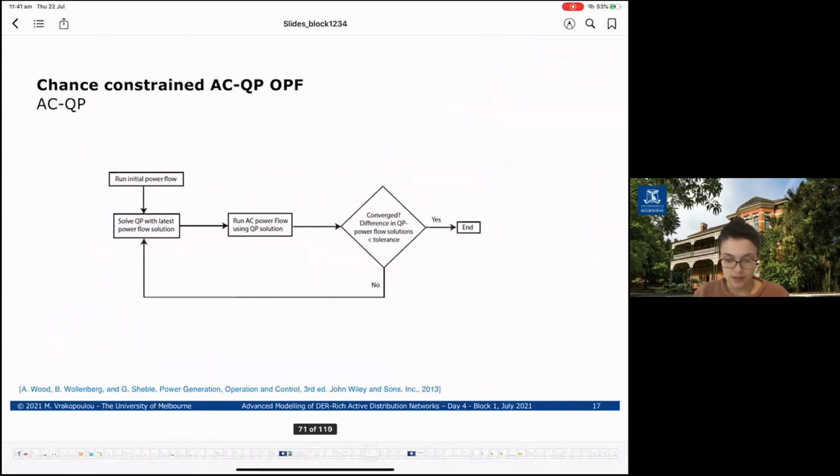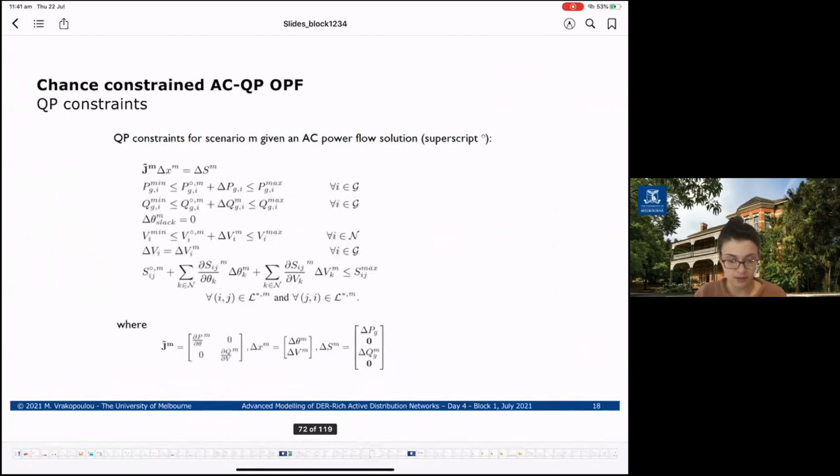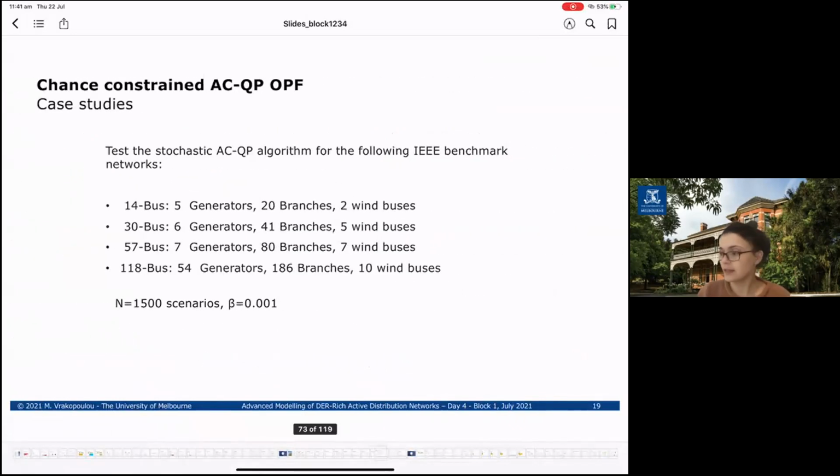So the ACQP, yes, I mentioned that it is the iteration between the AC power flow using QP solution. It can have a startup with different kinds of initial power flow solutions, and these are the constraints for the QP part with regards to the additional scenarios that we take into account. We have a linearized problem, and then for each scenario we have different variables. And I'll show you the case studies here that are related to this problem.